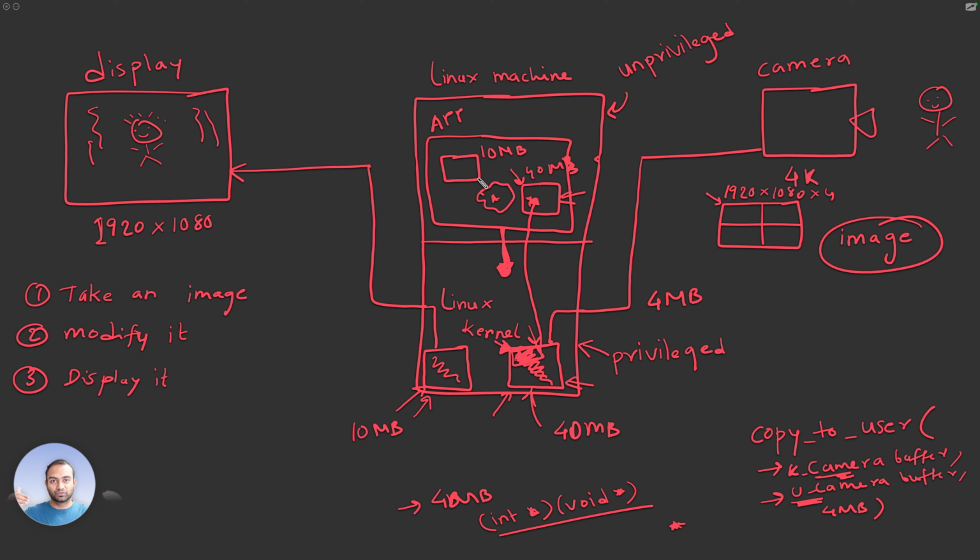And using the source and the destination pointers, the void pointers, and the size, the kernel will do some magic to copy over data from here to here. Now, once the data is available to you, you go ahead and run the algorithm on it and put the modified image in, let's say, your user display buffer.